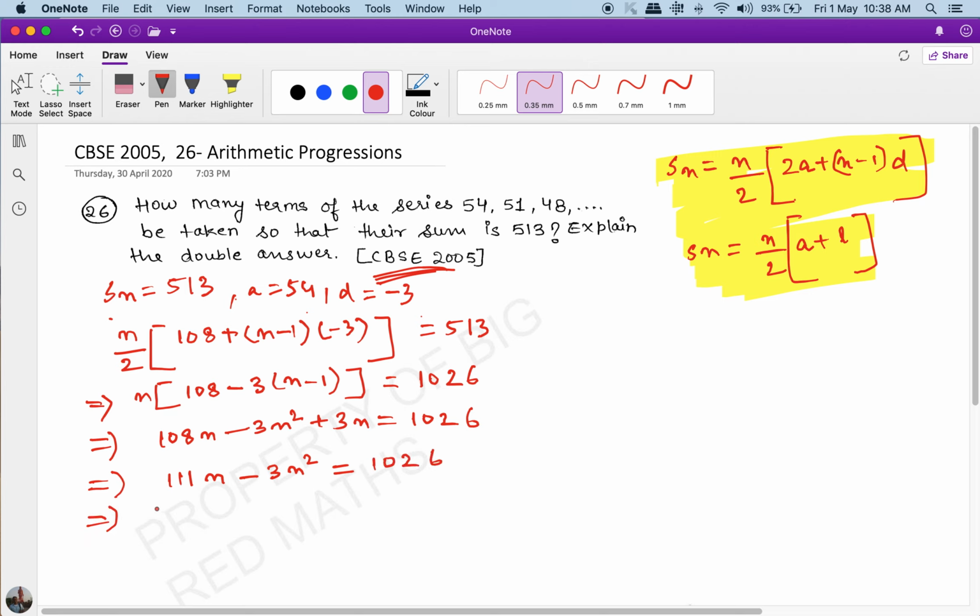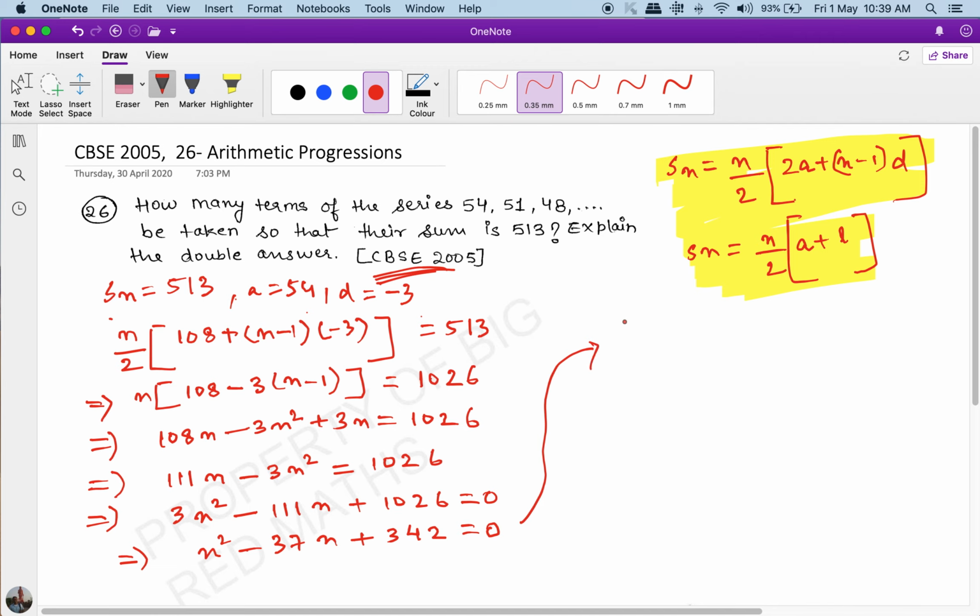Slightly rearranging the terms, I get 3n square minus 111n plus 1026 equal to 0. Now, if I divide the whole thing by 3, I get n square minus 37n plus 342 equal to 0. Now, this is the quadratic equation that we have to solve.